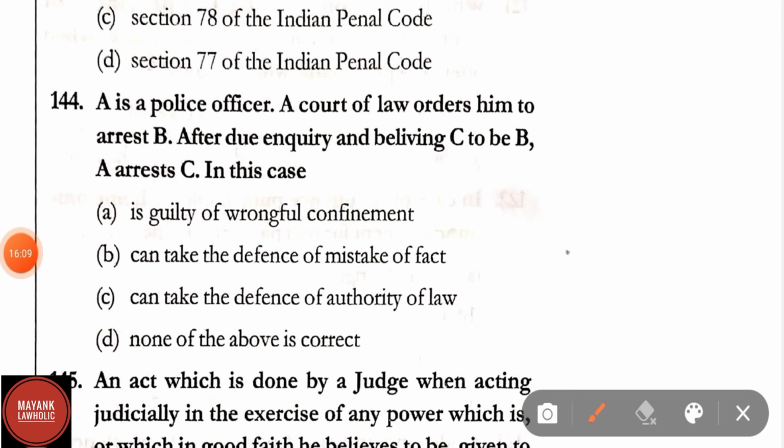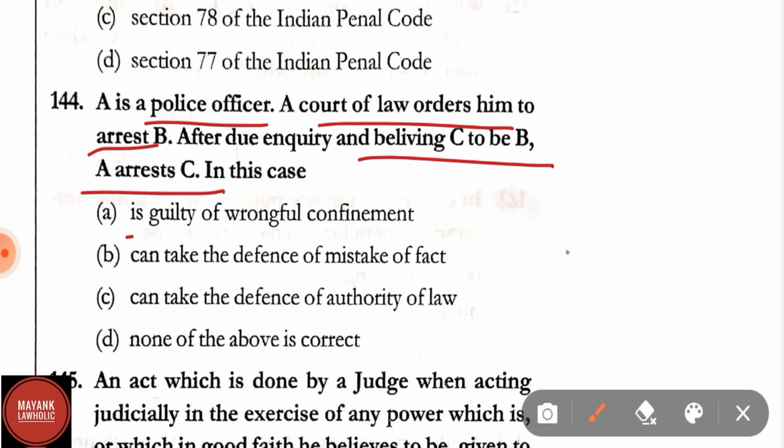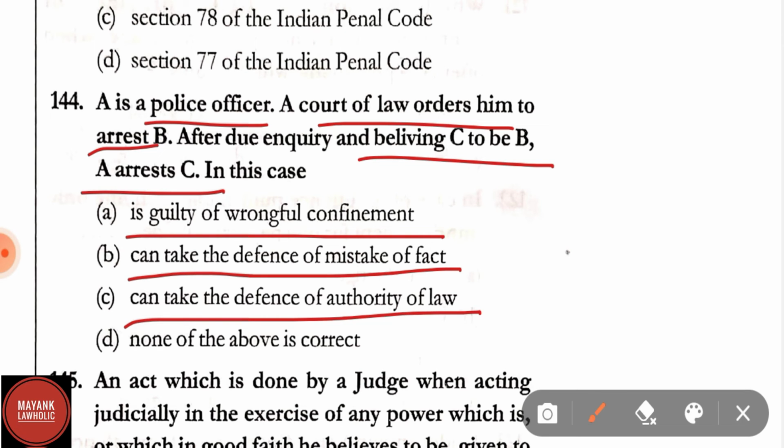Question number 144. A is a police officer. A court of law orders him to arrest B. After due inquiry and believing C to be B, A arrests C. In this case, A is guilty of wrongful confinement, can take the defence of mistake of fact, can take the defence of authority of law, or none of the above is correct. Correct answer is option B, that is can take the defence of mistake of fact.